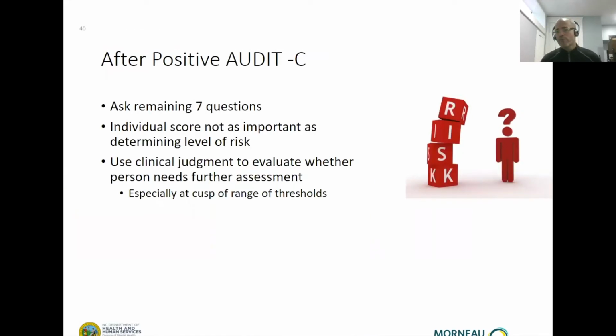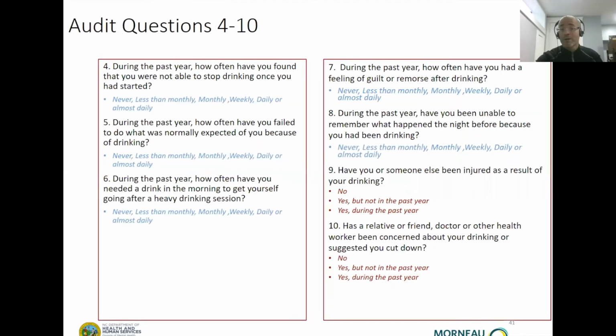So if they scored 4 and they're a male, then they're at low risk. But we need to see if they remain at low risk as we progress through the complete audit, or do they move to medium, or to high risk? The questions are scored the same, 0 to 4.